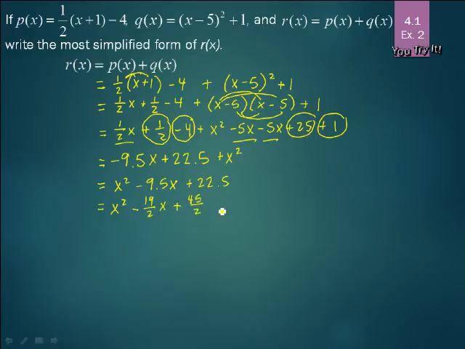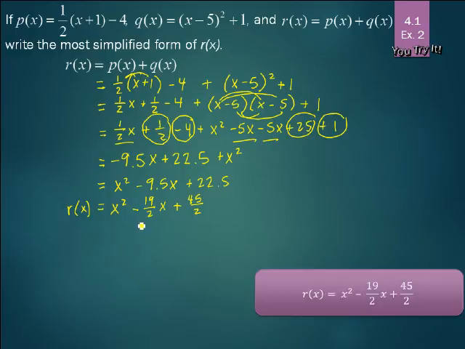You can also type in these decimals into a calculator and press the math menu and then frac, and then press enter, and then it'll give you the fraction as well. So this is our final answer, and this equals r of x. So our answer will be r of x equals x squared minus 19 halves x plus 45 halves.